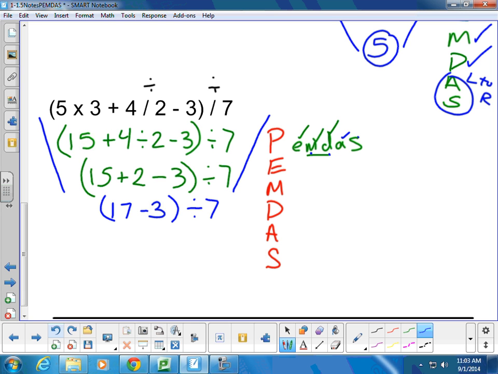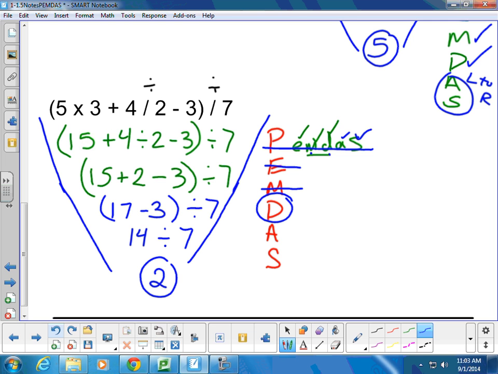And my last step within my parentheses, 17 minus 3 is 14, and then I can rewrite my problem from there. So I've done the parentheses step. There's no exponents, there's no multiplication. The last step I have is division, so I'm going to do that. 14 divided by 7 is 2. And I am completed with that, and I have a nice funnel to check off my work.